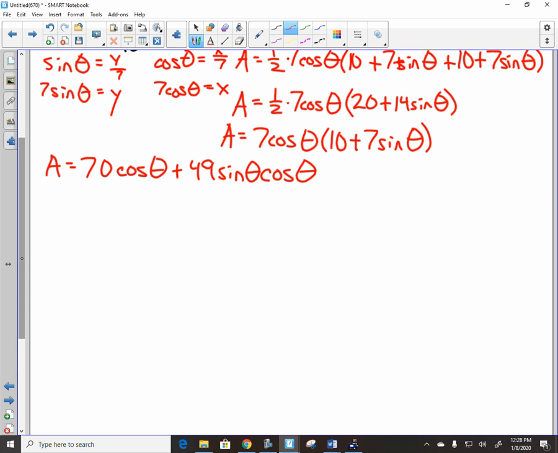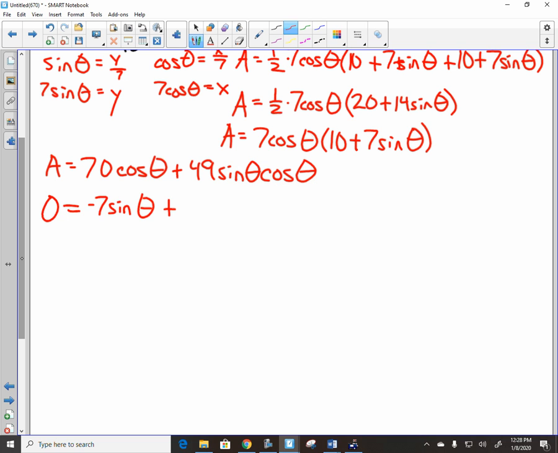What do I want to do with the area? Maximize it. How do you maximize something? Take the derivative and set it equal to 0. So derivative equal to 0. What's the derivative of 70 cosine of theta? Negative 70 sine of theta.